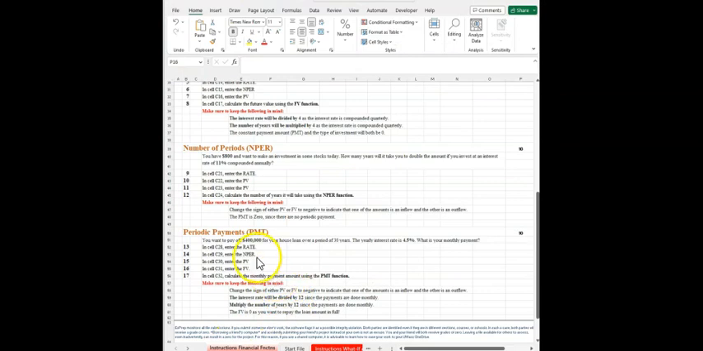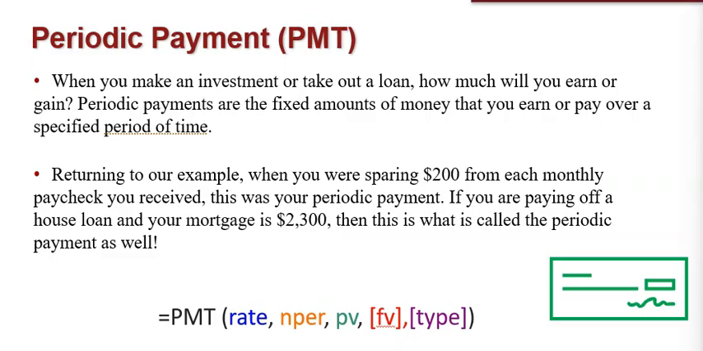Alright, so lastly, you want to pay off $400,000 for your house loan, and this is going to be over a period of 30 years. The yearly interest rate is 4.5%, not bad. What is your monthly payment? Periodic payments are the fixed amounts of money that you earn or pay over a specified period of time, whether you're making an investment or taking out a loan. This function in Excel allows you to answer the question of how much your periodic payment is going to be.